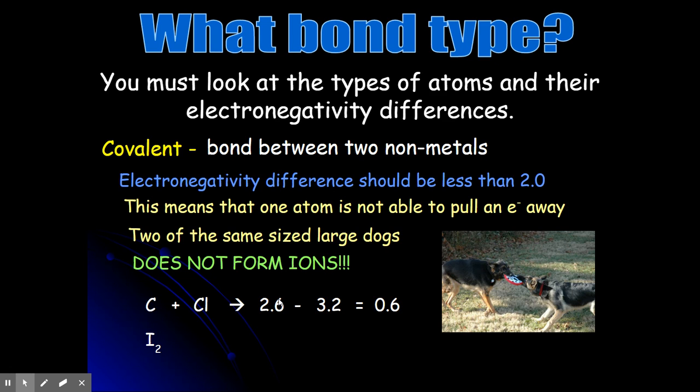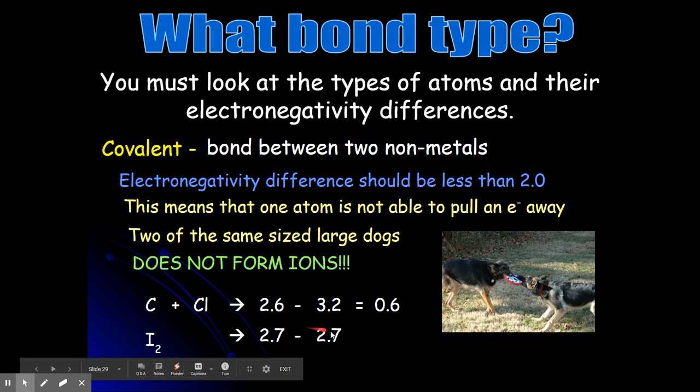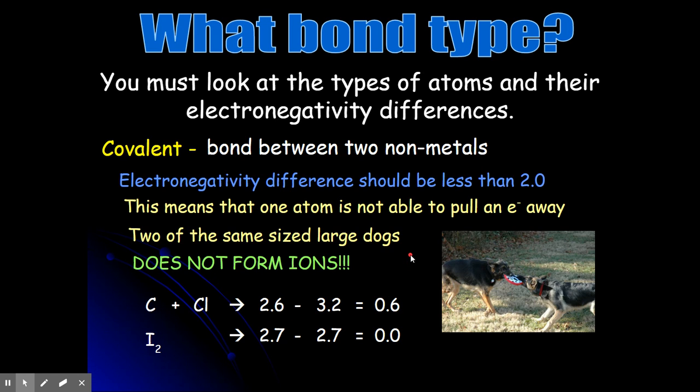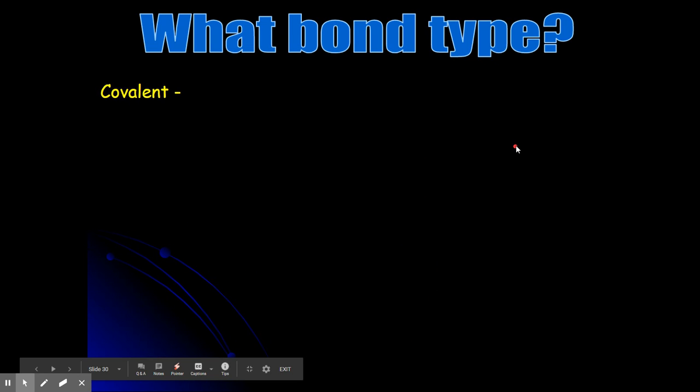Whatever iodine's electronegativity value is, if you look it up on Table S, it's 2.7. So in this case, it's 2.7 minus 2.7, which is 0, which is definitely less than 2. Therefore, these are actually two different types of covalent bonds. This is what's called a polar covalent bond, and this is a non-polar covalent bond, which we'll talk about in the next slide. This one is a complete equal sharing of electrons. I kind of let the cat out of the bag there a little bit.